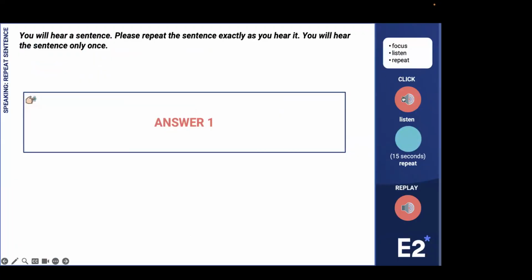Here's the first one. Contact your tutor by email if you have any questions. I'm going to play that again because it came very quickly. So here it is.